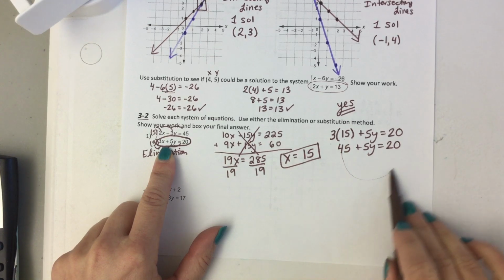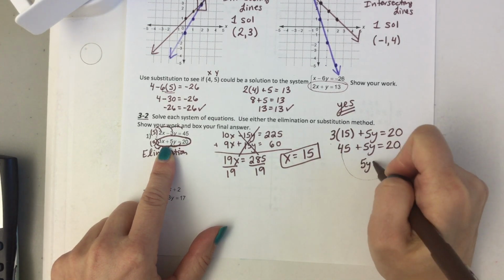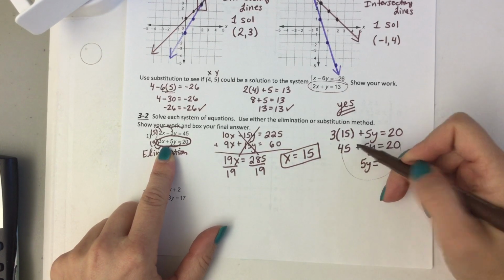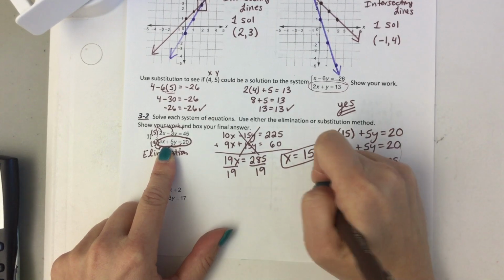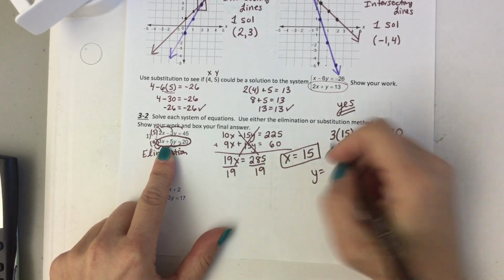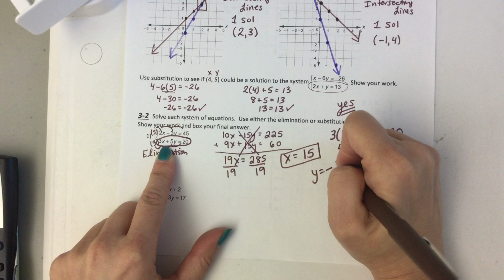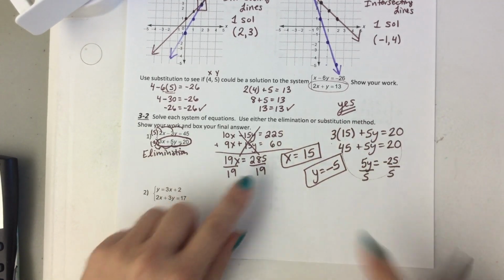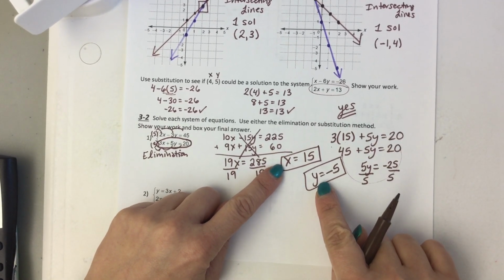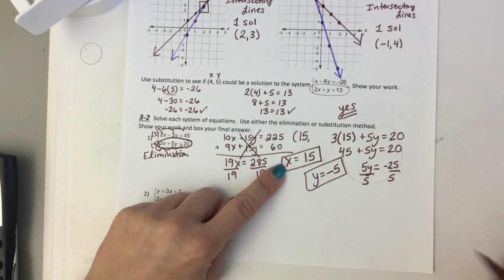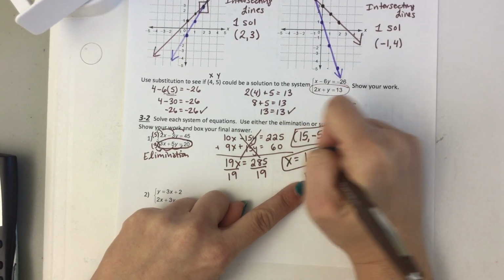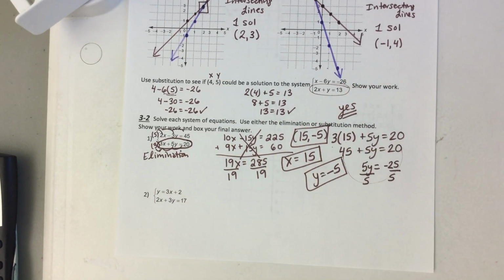I would subtract 45 from both sides, so 5y equals 20 minus 45, which is negative 25. Divide both sides by 5 and y equals, negative divided by a positive is a negative, 25 divided by 5 is 5, so negative 5. Once you know x and you know y, you are ready to write your final answer, which should be in the form of an ordered pair. The x value comes first, the y value comes second. So my solution for number 1, using the elimination method, was 15 and negative 5.